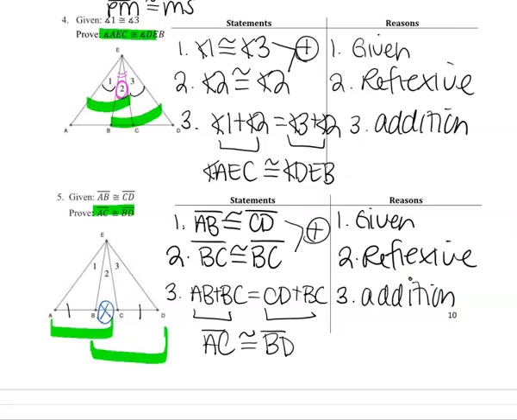All right, so those are the basics of adding segments and angles. In our next video, or our next lesson, we will talk about subtracting.